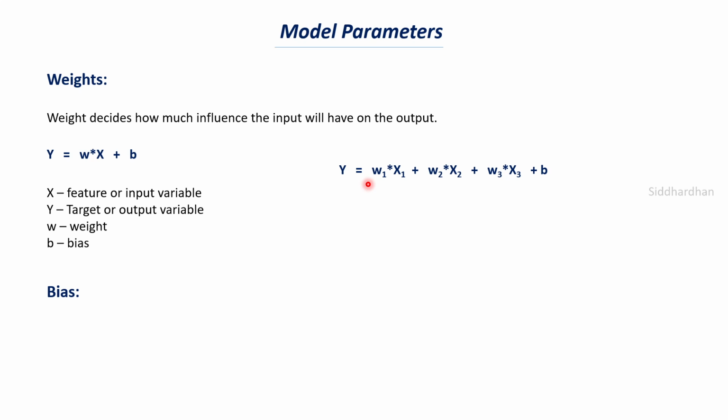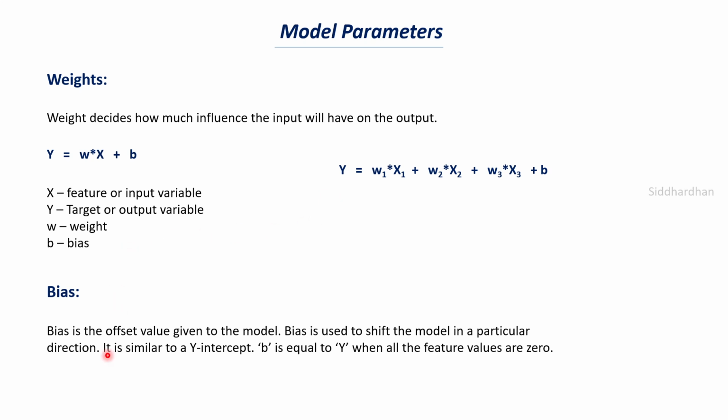Now let's try to understand the bias of the model. You can call this bias the offset value. The other name for bias is offset, and bias is the offset value given to the model. Bias is used to shift the model in a particular direction, and it is similar to the y-intercept in a simple linear regression model, and b is equal to y when all the feature values are 0. So this is a definition and a detailed description of bias.